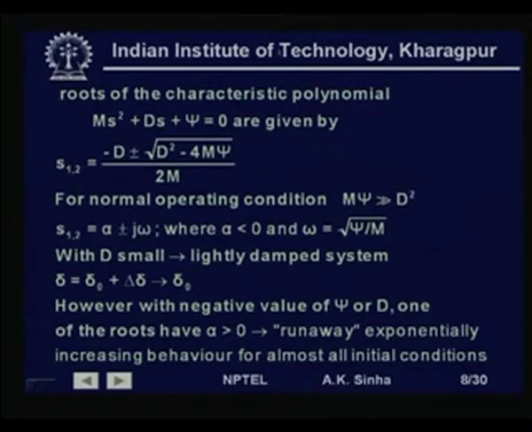However, if either psi or d, any one of them, is negative, then the value of alpha becomes positive, and the meaning of this is that the oscillations will build up and the system will go into a runaway situation, that is, this machine delta angle will keep on increasing. This means that the generator will lose synchronism from the system.